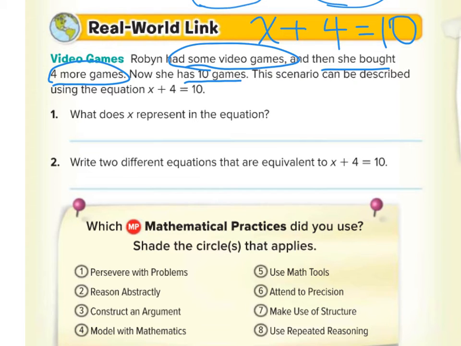Using the equation, this scenario can be described using the equation x plus 4 equals 10. You know already what x is. X must be 6, because 6 plus 4 is 10. A lot of you can figure that out just by using number sense.